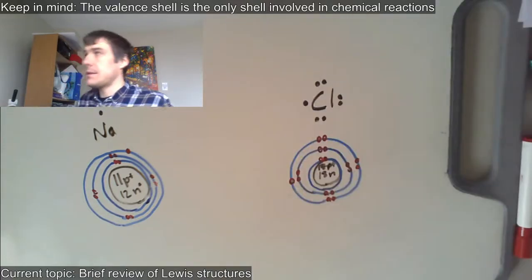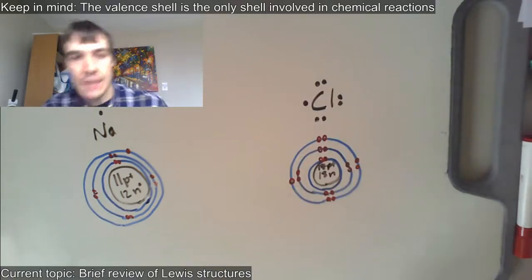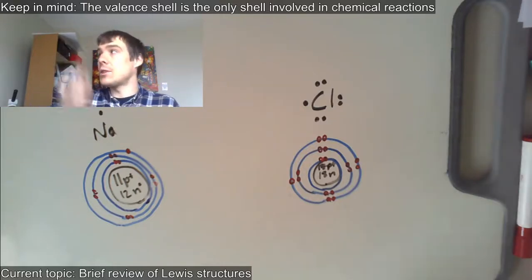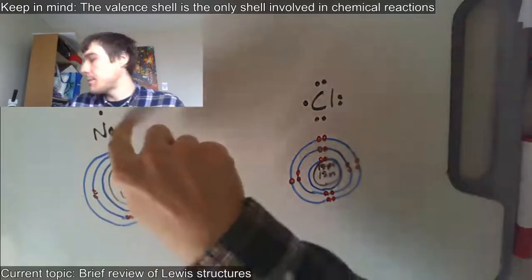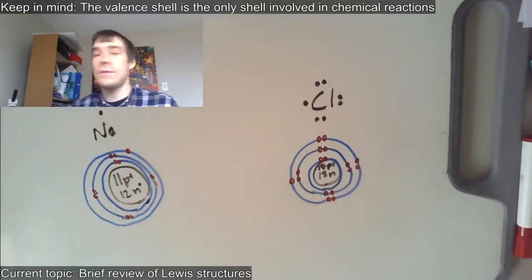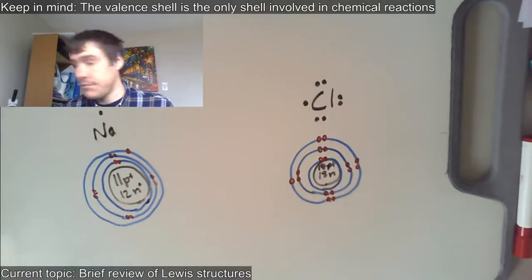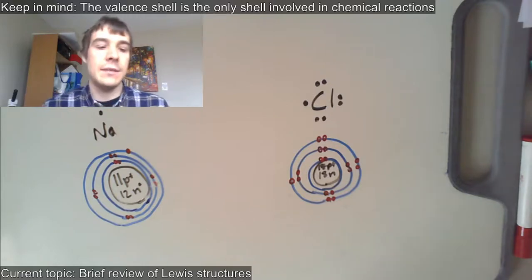So that's a quick review of Lewis structures. Reminder that the valence shell is the only shell involved in chemical reactions. That's why Lewis structures are so useful, because they're quick to draw and they're more predictive. So that's the end of that.